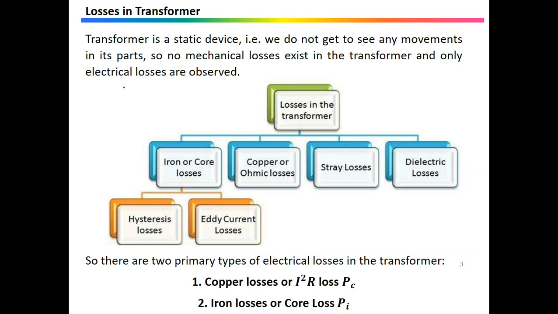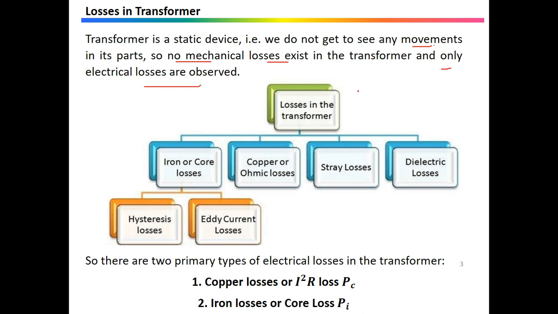As we know, a transformer is a static device, so we do not see any movement, and due to this there is no mechanical loss, and the frequency will also not change because there is no relative motion between the two coils. Only electrical losses are observed in the transformer. You have seen many places that a transformer is always static. It is not a movable device. That is why it is called a static device.